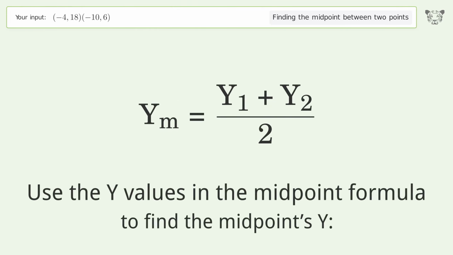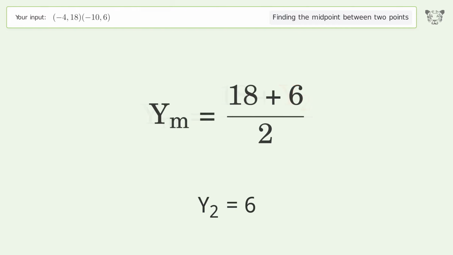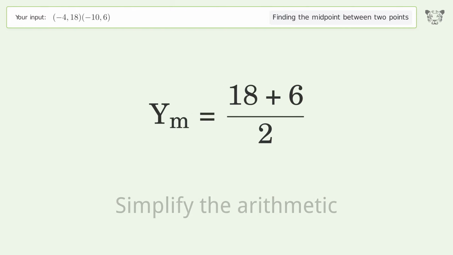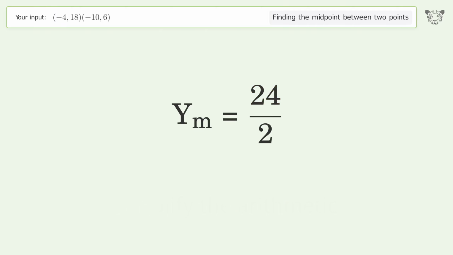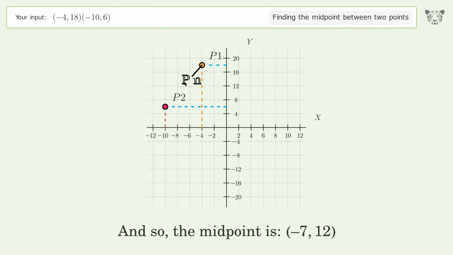Use the y values in the midpoint formula to find the midpoint's y. y1 equals 18. y2 equals 6. Simplify the arithmetic. And so, the midpoint is -7, 12.